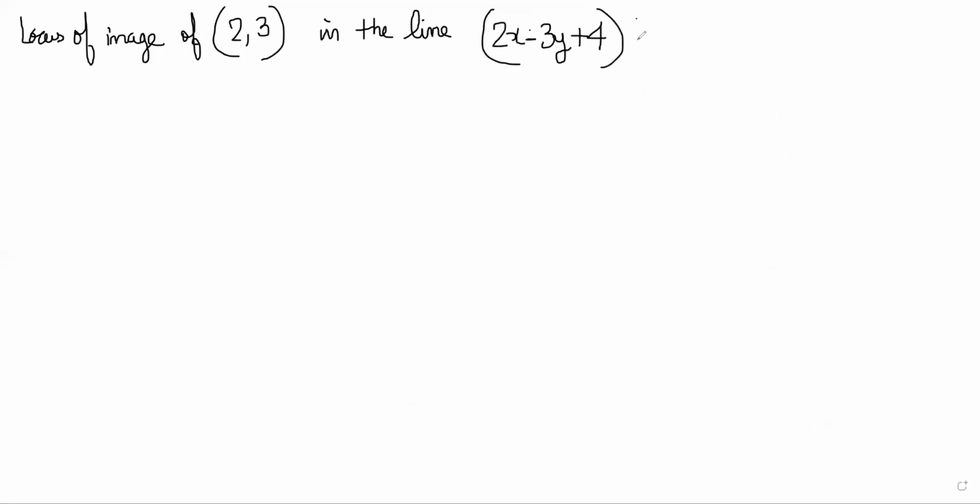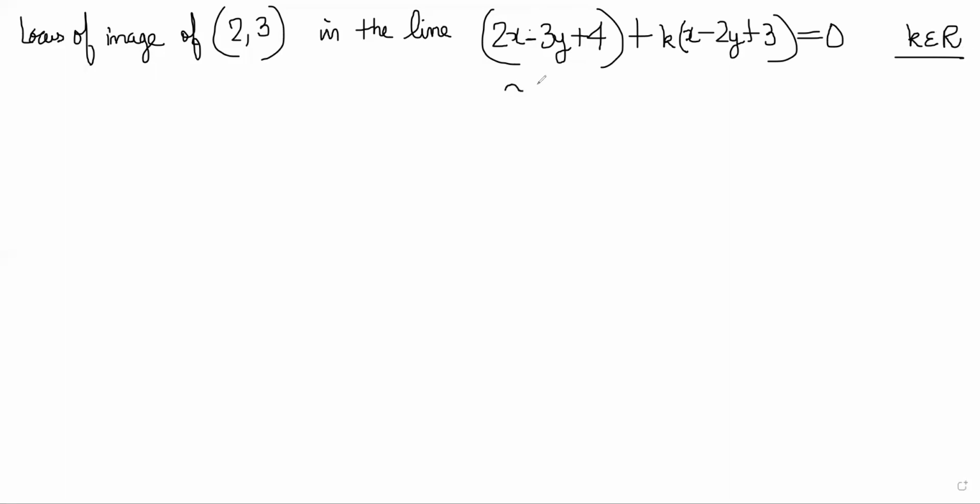Locus of image of the point 2 comma 3 in the line 2x minus 3y plus 4 plus k times x minus 2y plus 3 is equal to 0, k belongs to real, is a what? Straight line parallel to x-axis, straight line parallel to y-axis, circle. Locus of image of the point in this line.